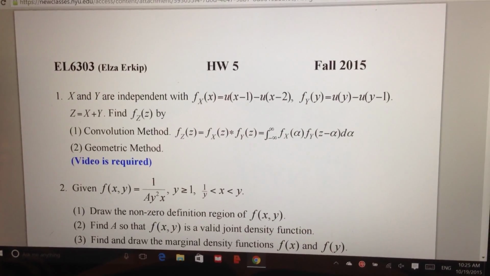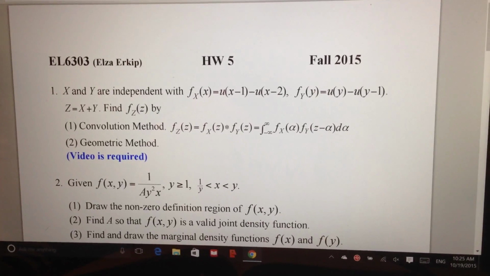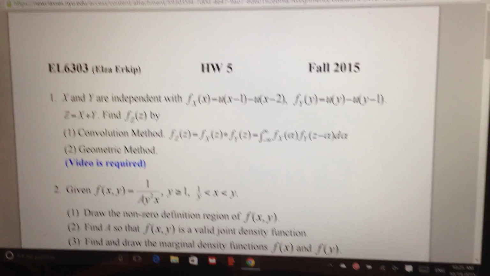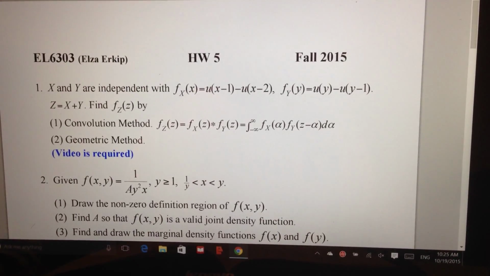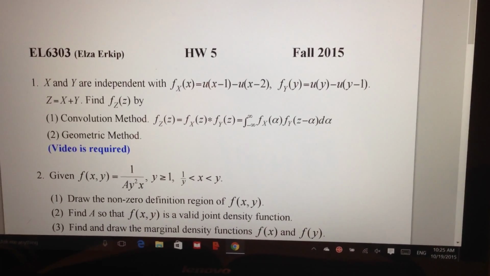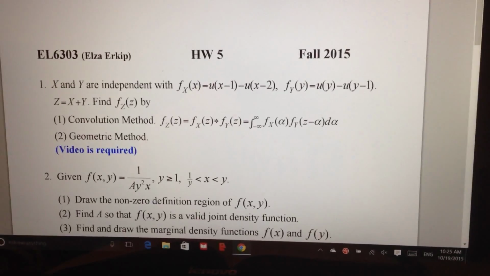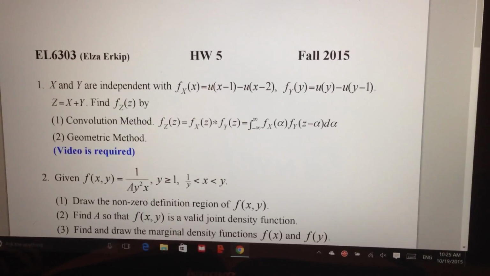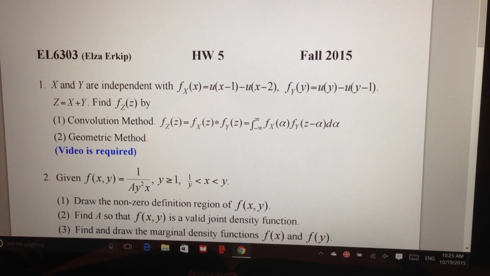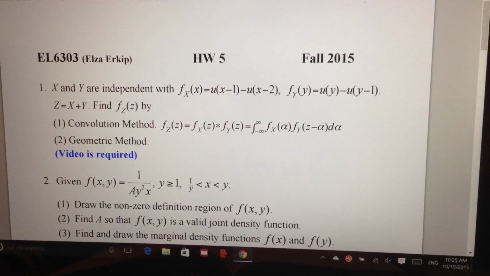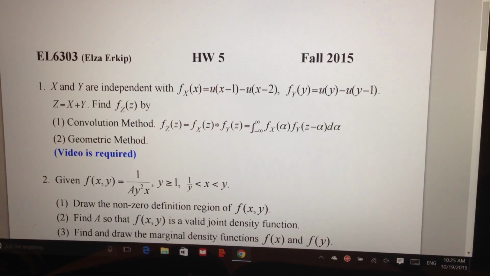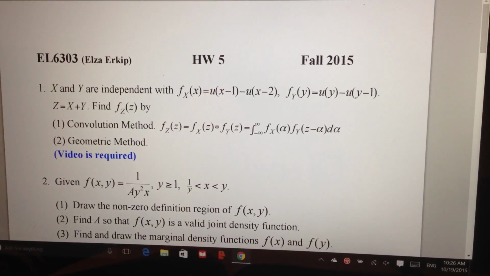Hello everyone. Let's talk about the solutions for these two questions. The first one is: given the PDFs of x and y, and the random variable z equals x plus y, find the PDF of z. First, we want to calculate it by the direct calculation method.